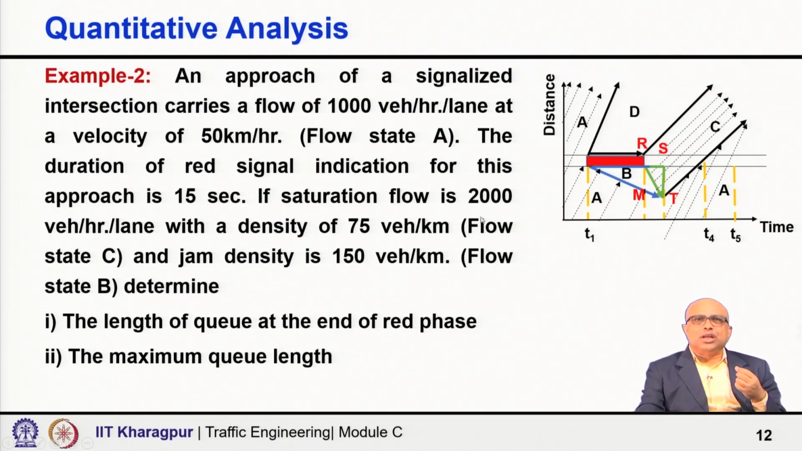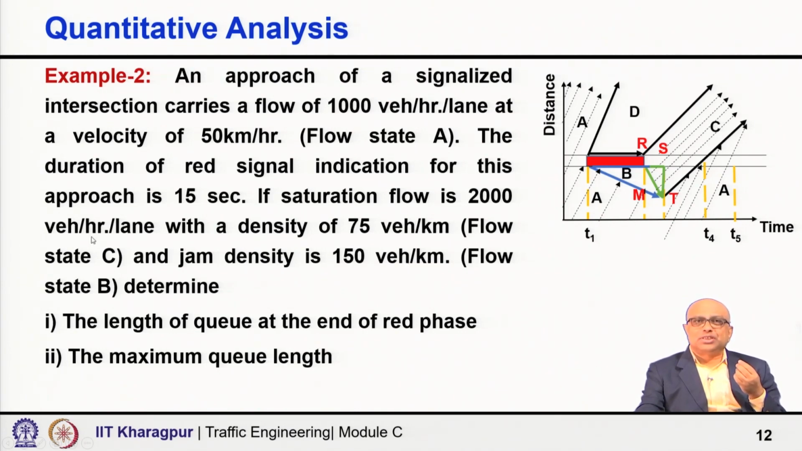If saturation flow is 2000 vehicles per hour, that means when traffic state C is created, the vehicles get discharged. When the signal becomes green, the vehicles get discharged with a saturation flow rate, or the capacity flow rate, of 2000 vehicles per hour per lane, with a density of 75 vehicles per kilometer, that is again for the traffic state C, and a jam density of 150 vehicles per kilometer.